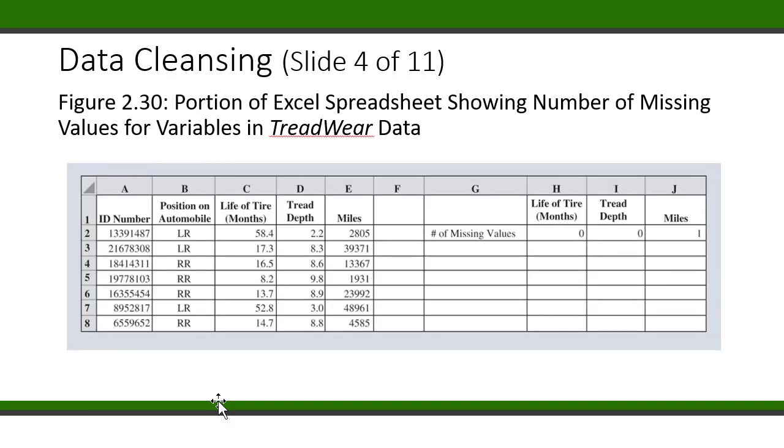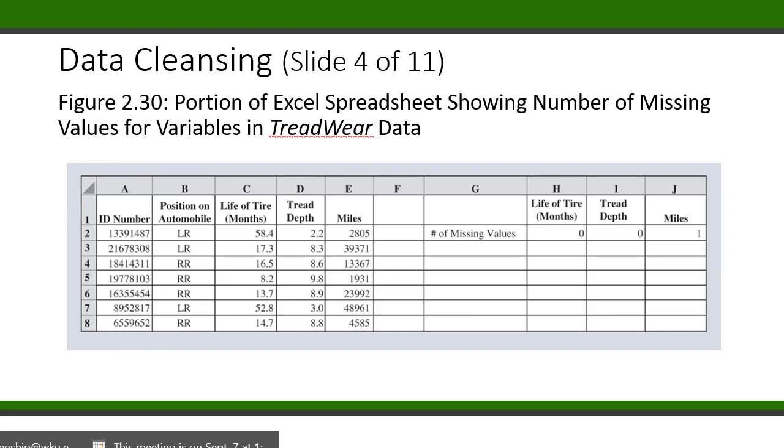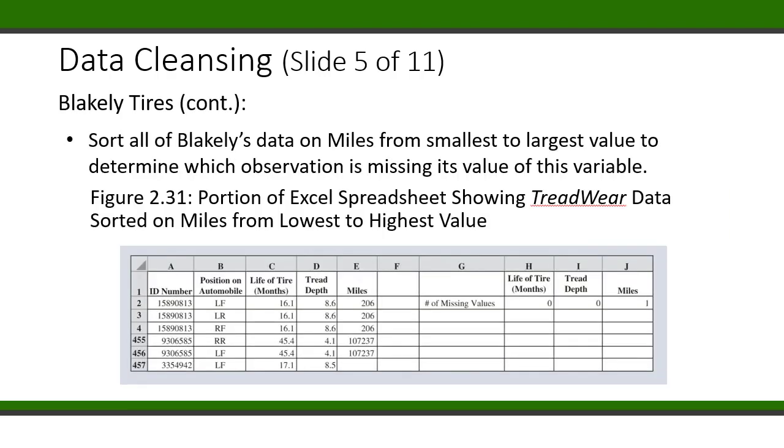The next thing in your book is an example of how to handle missing data using this Blakely tires example. I'll let you work through that and see if you have any questions. Fairly straightforward. Just pay attention to the functions that you're using. Notice you're using STDEV.S for sample versus the actual population.